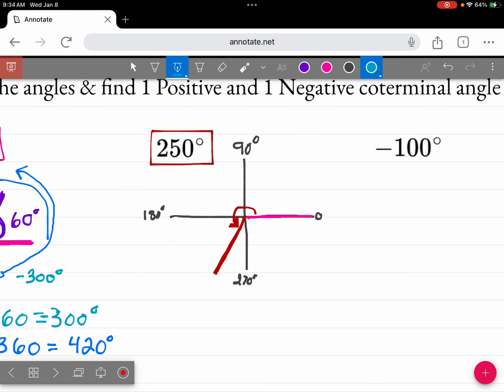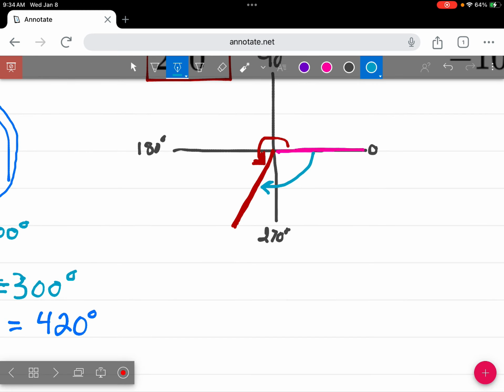So to figure out my negative angle, to find out what this equivalency is, we can take our 250, that angle, and subtract the whole circle. We're trying to figure out what that little cutout piece is. So minus 360 gives us what? What is that little angle going to be? It's negative 110. So this little guy right here is negative 110.